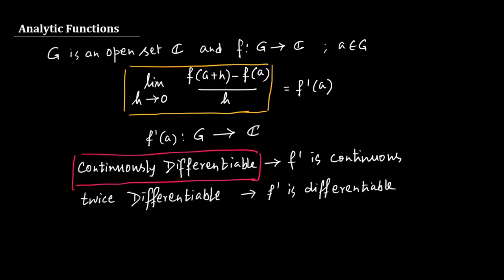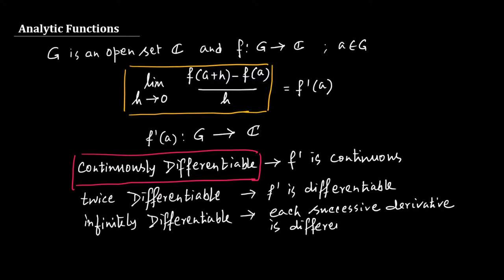And we say that F is infinitely differentiable if each successive derivative of F is again differentiable. If this happens, then we say that my function F is infinitely differentiable. Now, remember this terminology also. We will use this terminology a lot in the literature. So, continuously differentiable means the derivative is continuous, and infinitely differentiable means each successive derivative is again differentiable.